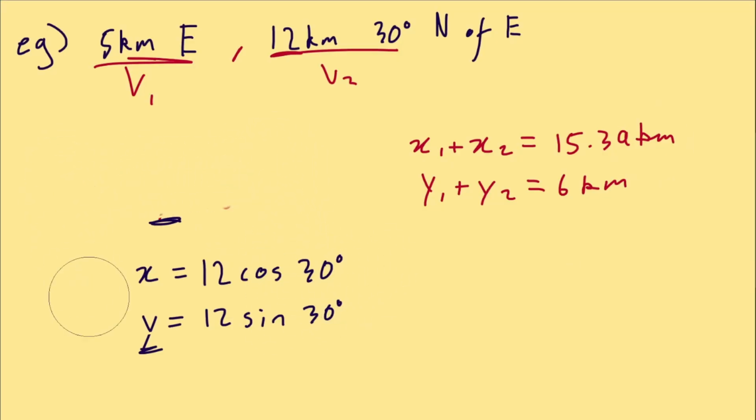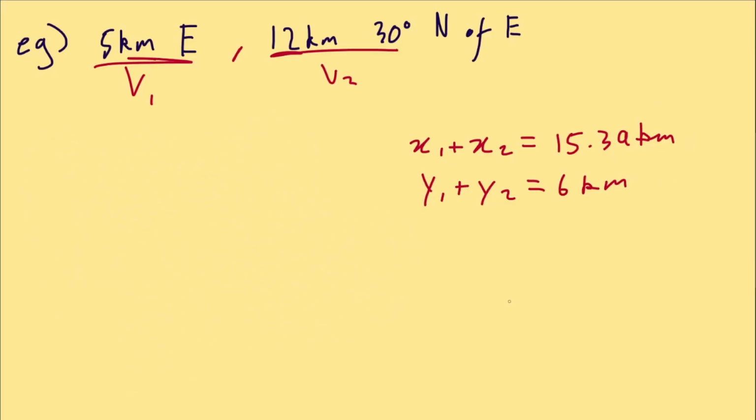We can go ahead and use Pythagoras, but I want to show you what this looks like on a graph, because in a test, you might be asked to graph out vectors as well. Now 5 kilometers east can be like this. And then 12 kilometers, 30 degrees north of east. What does that mean? North of east means you start going north and then you tilt 30 degrees to the east. So it looks something like that. And the 30 degrees would be here.